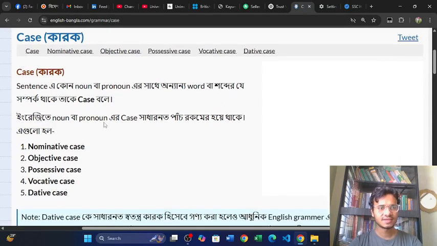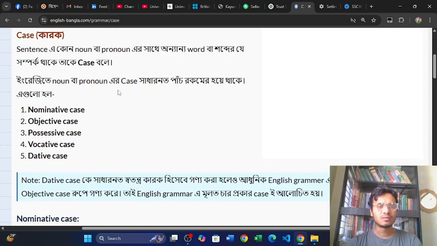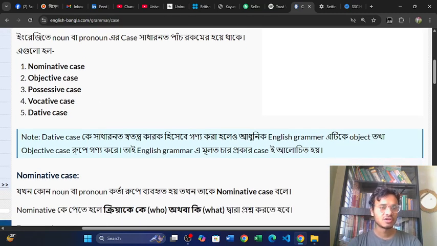Today I will discuss case. So, what is case? Basically, case is a relation a word makes with other words in a sentence, a noun or pronoun. Basically there are five kinds of case: nominative case, objective case, possessive case, vocative case, and dative case. So let's see their explanation.